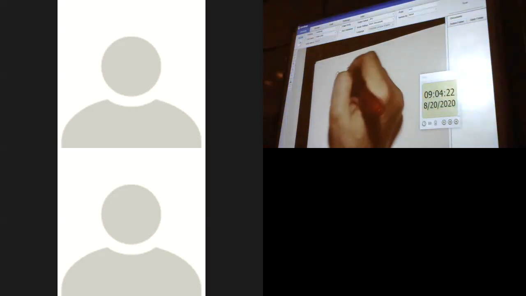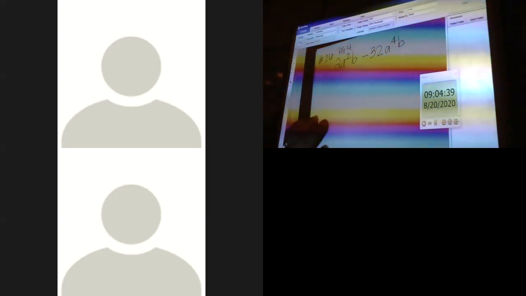Okay, so call it out to me again, please. 2a squared b minus 32a to the 4b. And this is number 26 on page 4, right? So we've already said that when we take the square root of 2a squared b, the only thing that we can bring out is a, and we have to leave in the 2b.